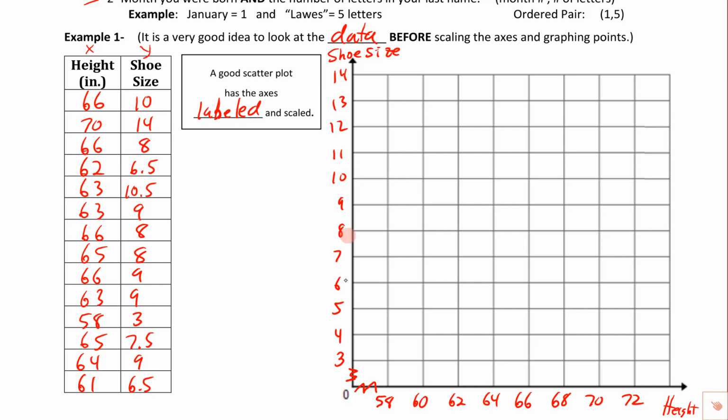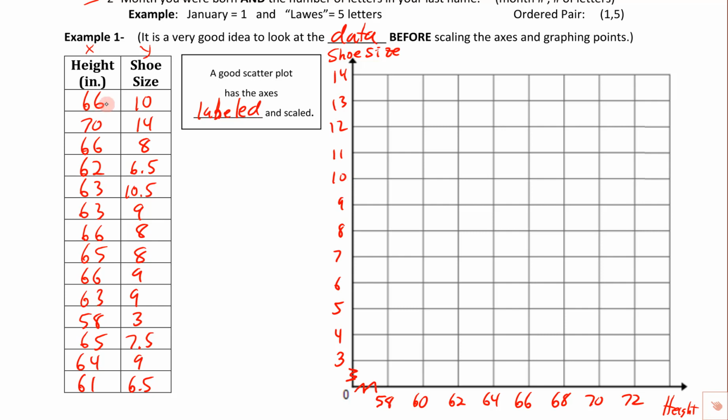And the nice thing about scaling the axes like this is we're going to be able to spread things out. So notice that we've got some half sizes. Half sizes are going to be fairly easy to locate right in between two of the whole numbers here. So I'm going to go ahead and graph a couple of these really quickly, and then I'll finish the rest on my own, and we'll be back in a second.